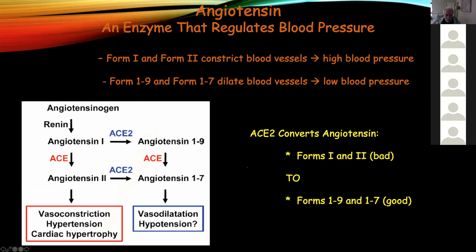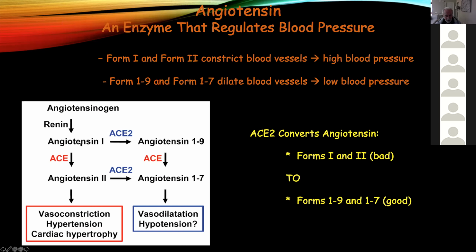Okay, so what about ACE2? Why is that a receptor for this virus? Well, this slide shows you what the normal function of ACE2 is. So angiotensin is involved in blood pressure regulation. It is converted to angiotensin 1, which another ACE enzyme converts to angiotensin 2, and these constrict blood vessels, vasoconstrictors, and they cause high blood pressure.